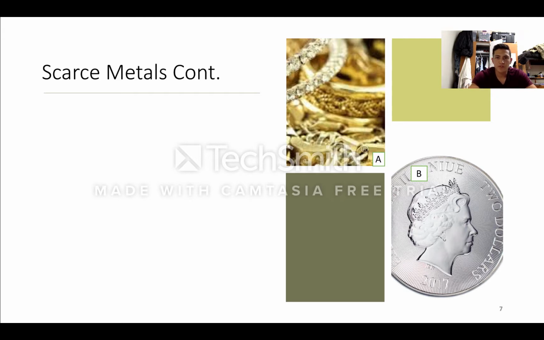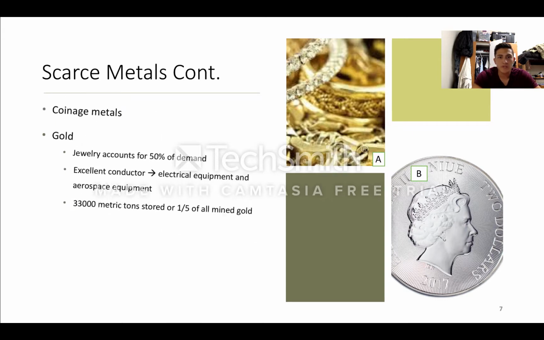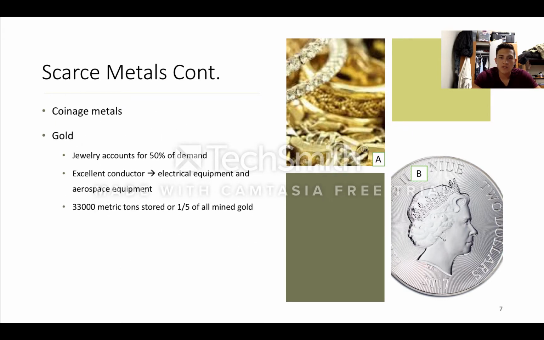A couple of examples of scarce metals, also known as coinage metals, are gold and silver. Gold will be the first one I talk about. So generally gold is just as shiny and malleable as any other metal. However, there are several facts that make it one of the most prized commodities.